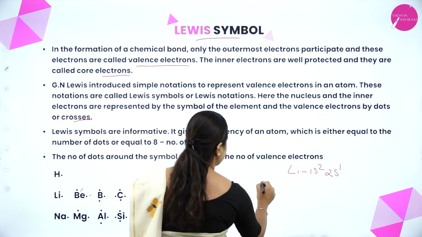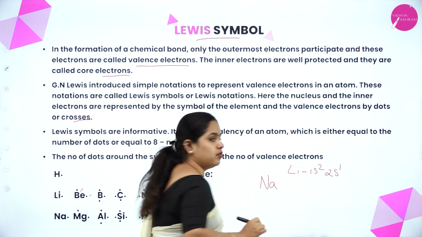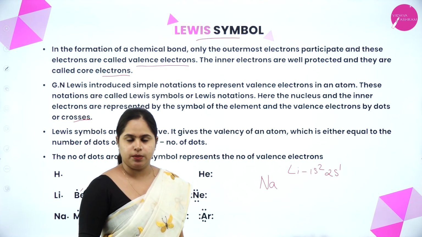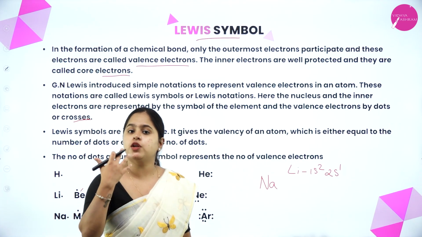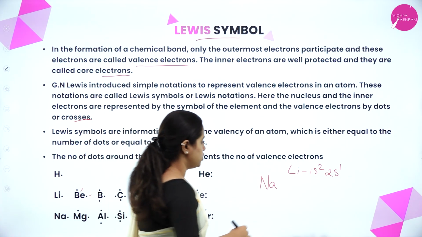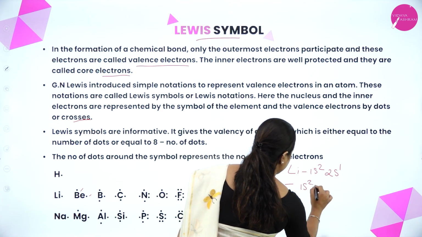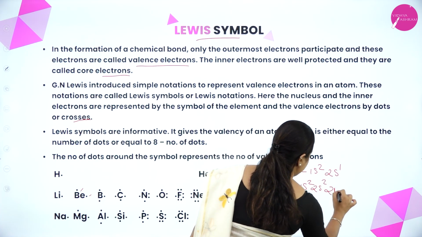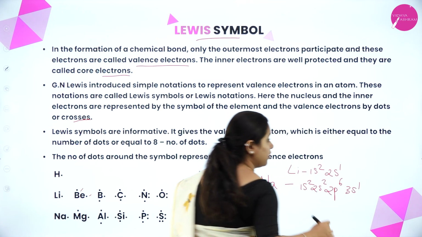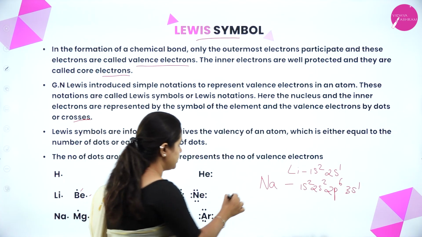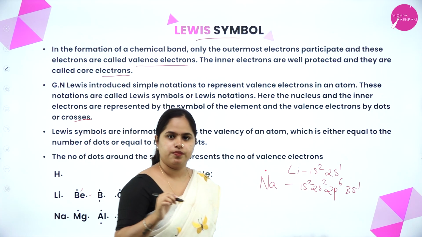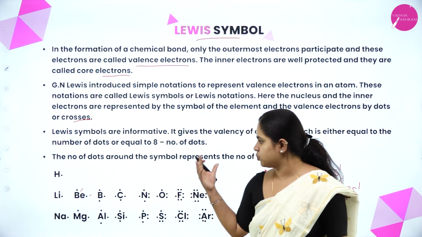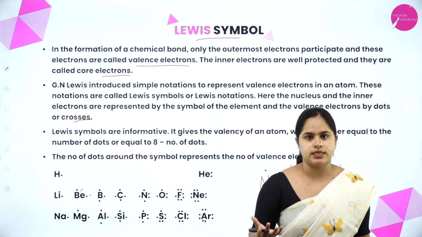So if you want to represent sodium in the Lewis symbol, we know that first we have to find out how many valence electrons it has. What is the electronic configuration? 1s2, 2s2, 2p6 and 3s1. So it has one valence electron. That means Na and one dot. Clear? So this is how you represent a Lewis symbol.